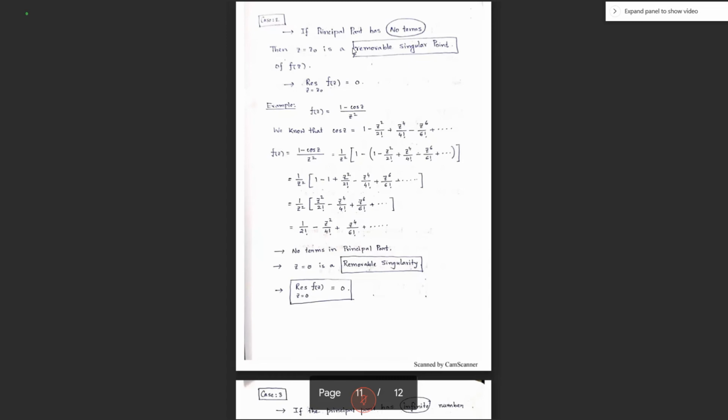Removable singularity, that is named as removable singularity. Actually this singularity can be removed by some conditions. That is the higher case of complex analysis. If you get this type of singularities, where there is no term in the principal part, then the singularity can be removed by imposing some conditions on the function. So that is called removable singularity. But this is beyond the scope of our syllabus. Just know about the term removable singularity.